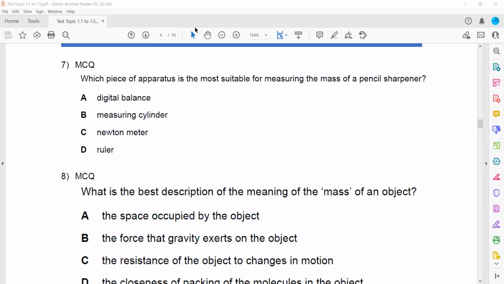Which piece of apparatus is most suitable to measure the mass of a pencil sharpener? So a measuring cylinder is used to measure the volume. A Newton meter is used to measure the weight of an object. A ruler is used to measure the length. So we use a balance to measure the mass of an object.